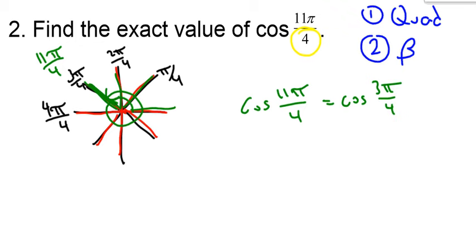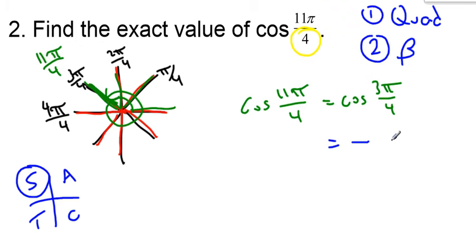But for now, what I really wanted to know is that I am in quadrant number 2. And in quadrant number 2, only sine is positive. So I know that my answer to this will be negative something. Again, that's because I'm in quadrant 2, and in quadrant 2, only sine is positive. The question was about cosine, so my answer should be negative.